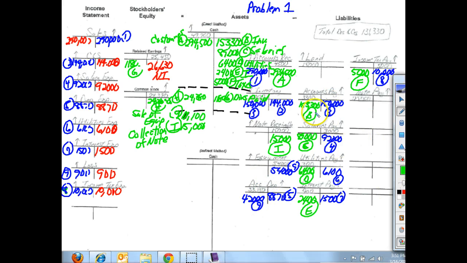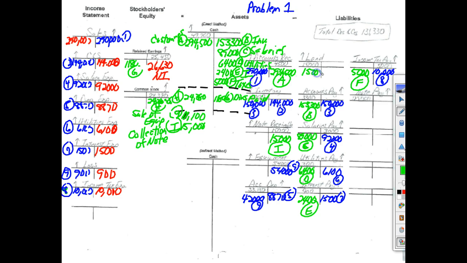Land went up. Why would land go up? Because we buy it. Transaction J, it's a long-term asset, so that makes it an investing activity. So $15,000, purchase of land. Note payable went down, $25,000. Well, why does long-term debt go down? Long-term debt goes down because we paid it off, and that's a financing activity. $25,000. Payment of debt, and I would write a little note there, payment of debt.